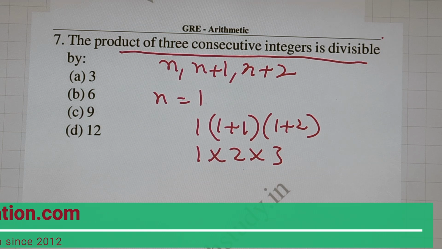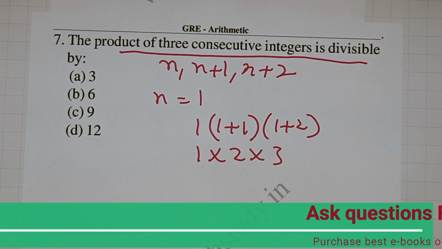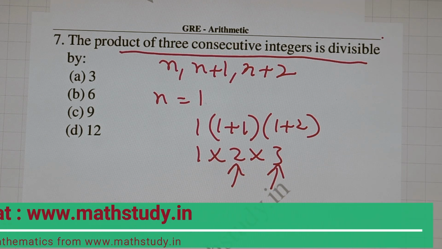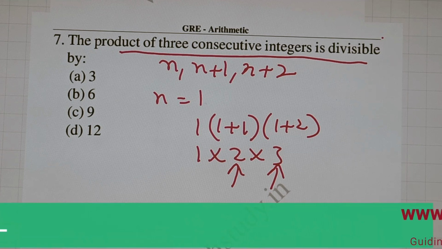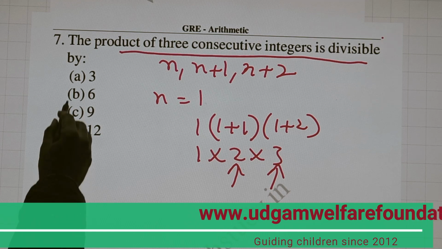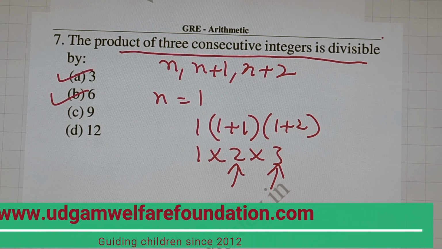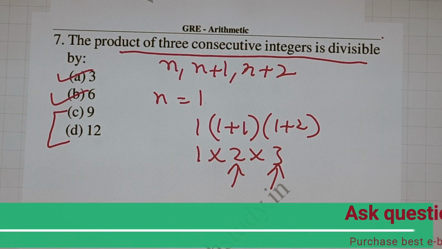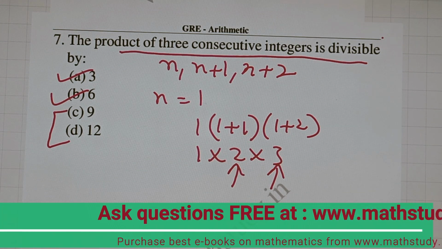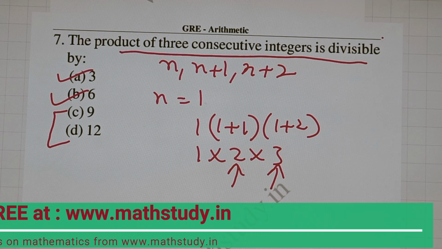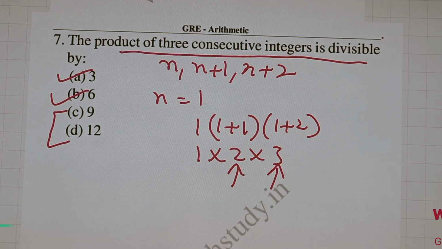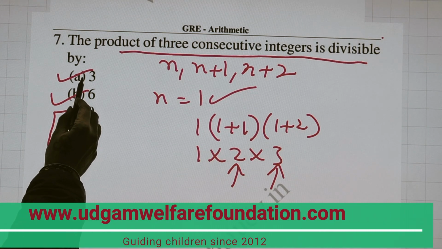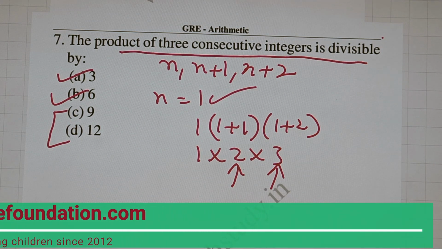So here we can say that for any input value of n, we are going to get some multiple of 2 or 3, right? In this case we can say the product of 3 consecutive integers is always divisible by 3 and 6 here. We can't say anything about 9 and 12 because we have substituted the least value of n, which is 1. The product of 3 consecutive integers should be applicable to all the values of n. So we can say our answer may be 3 and 6 as well. So we have 2 options correct here.